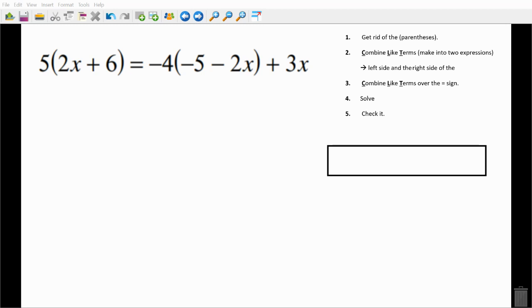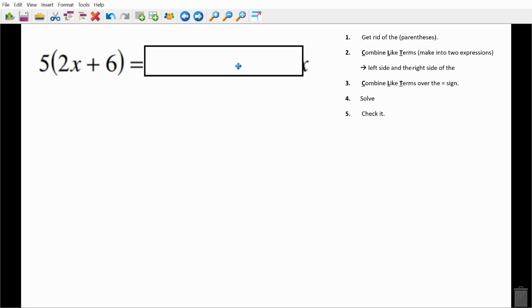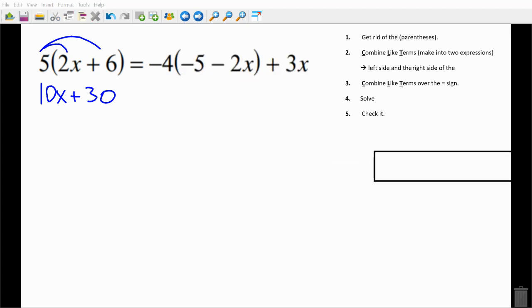All right, last problem, I promise. 5 times 2, we have parentheses, sorry. So I'm only going to look right now at this left side. What is 5 times 2? X is tagging along. What is 5 times 6? 30. Perfect. Let's do this set of parentheses. What is negative 4 times negative 5? Positive 20. What's negative 4 times negative 2x? Positive 8. X is tagging along. Plus 3. Step 1's done.